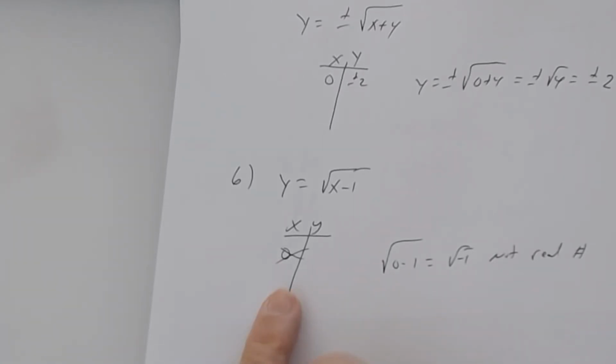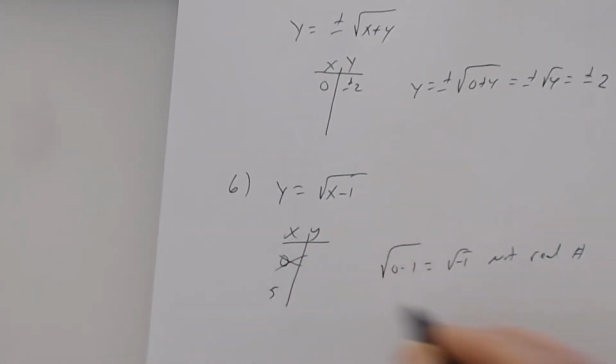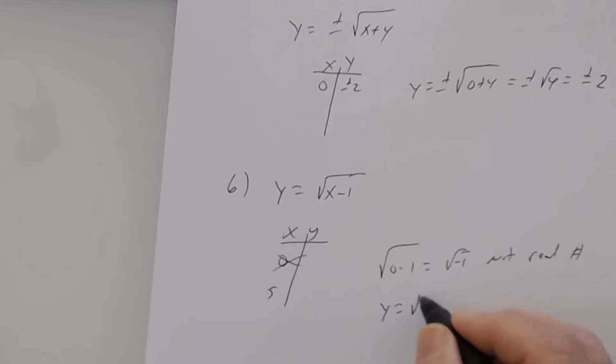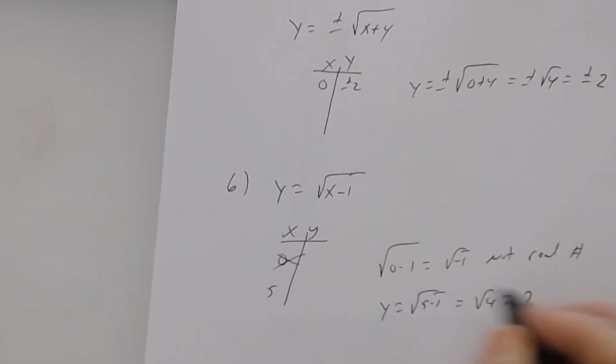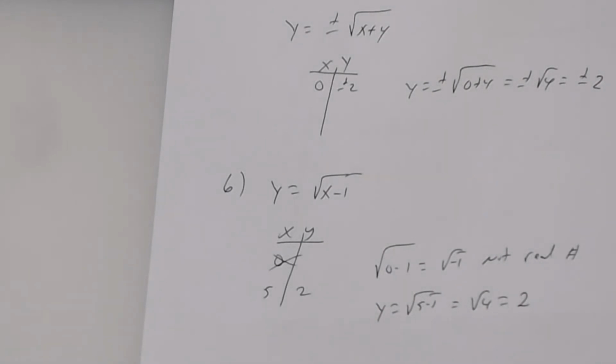Give me a number. We said 5. If x is 5, I get y is the square root of 5 minus 1. Square root of 4, which is what? 2. So far, is that a function? Yeah. For when x is 5, I get one y value. It is 2. Is that going to work always for that one?